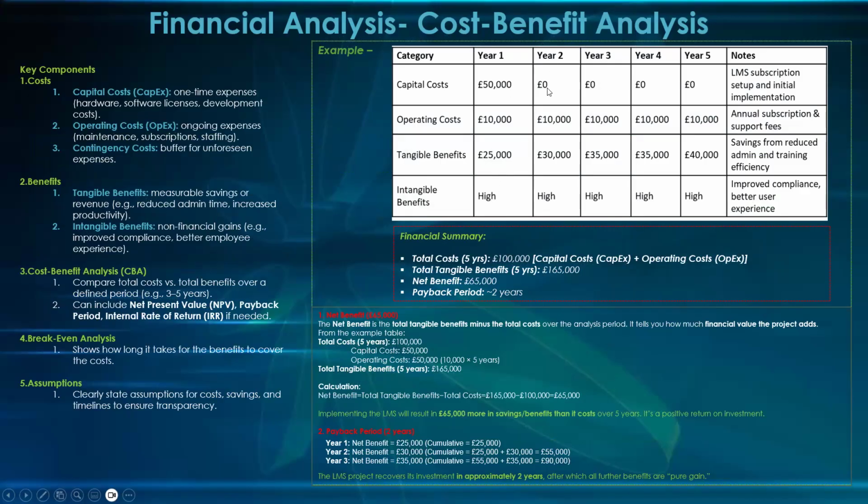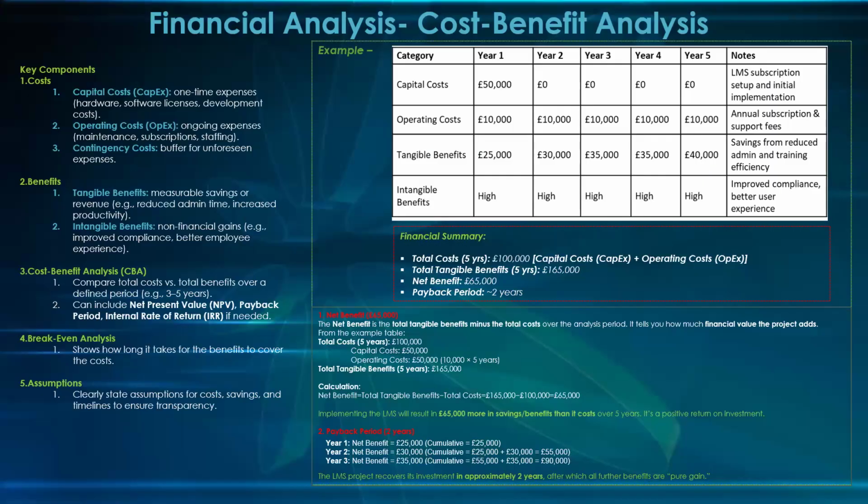Second year, there is no capital cost because we've deployed already. We spent the money in year one. We only raise benefit of 25 thousand pounds. Year two, we generated 30,000 pounds. Although there's another operation cost. You see, operation cost is steady because we have to do subscription every year. So that cost is there. But what do we generate? 30. Third year, we generated 35. Fourth year, we generated 35. Fifth year, we generated 40.